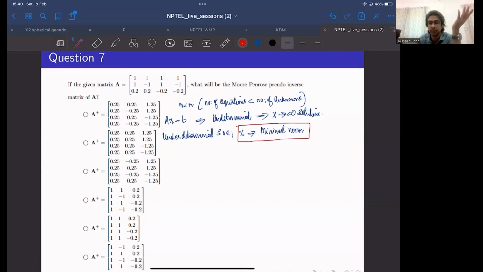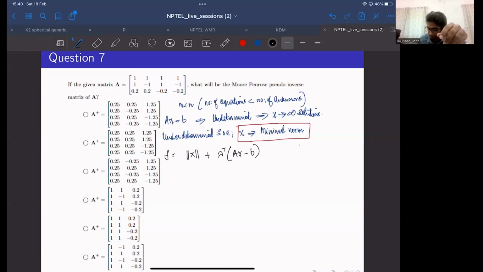So this would basically call for an optimization routine where our objective function would be... we would simply minimize this objective function f subject to some constraints. The constraints would be Ax = b. So we would want to find a vector x of minimal norm such that Ax minus b = 0 is satisfied.